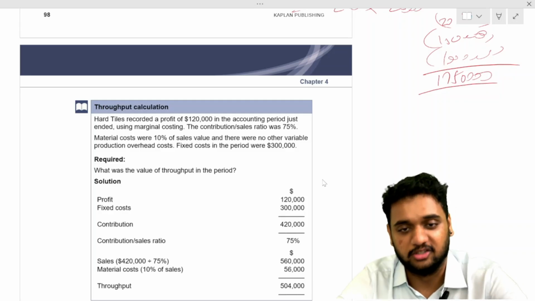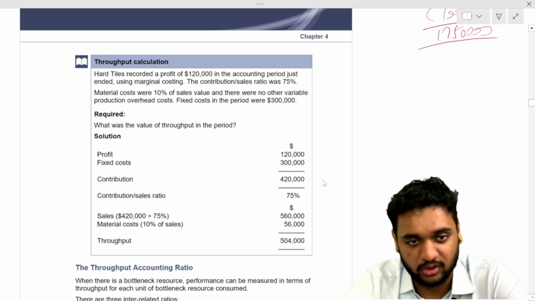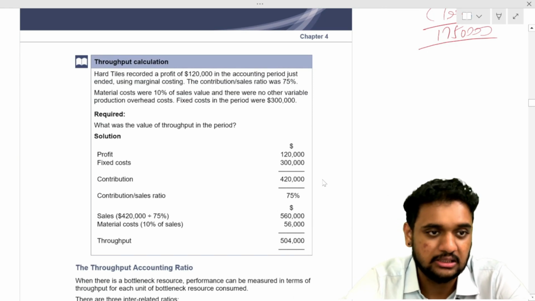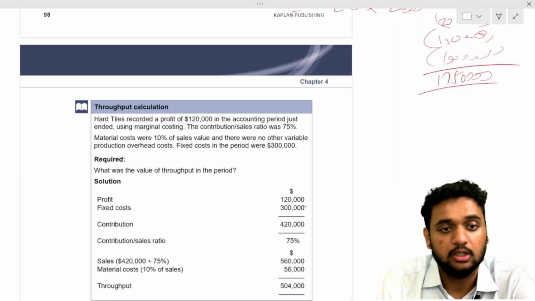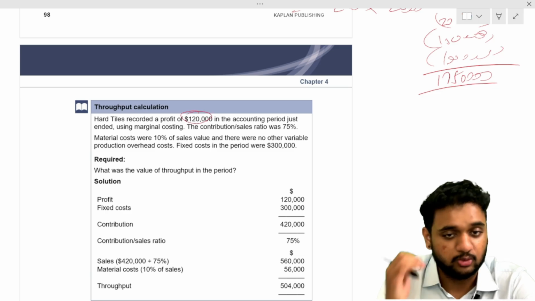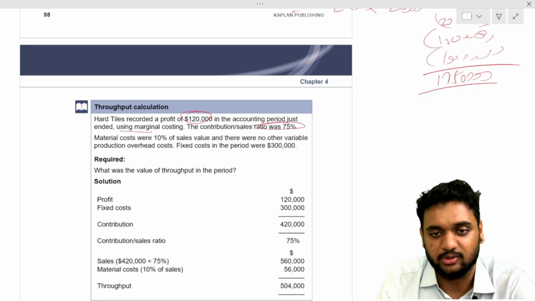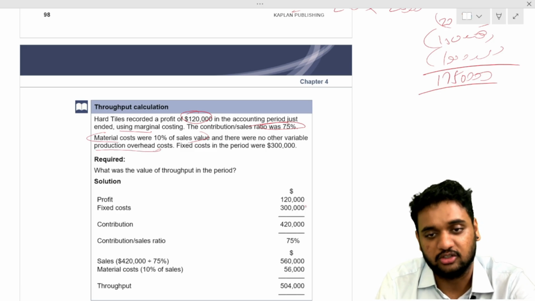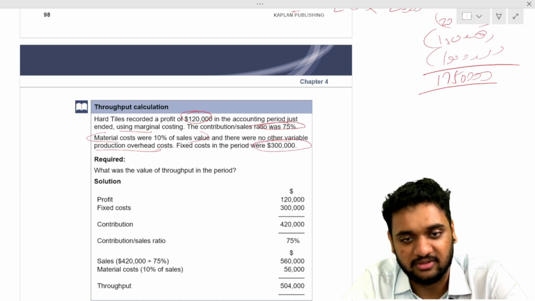Now let us proceed to the next concept. Come to the throughput calculation, that question 1. Don't see the answer. Very easy question. Profit is 1,20,000 is given to us. They are using marginal costing. CS ratio is 75%. Material cost is 10% of sales value, and there are no other variable production overheads. Fixed cost was 3 lakhs. Leave the material cost of that 10% is given to us.